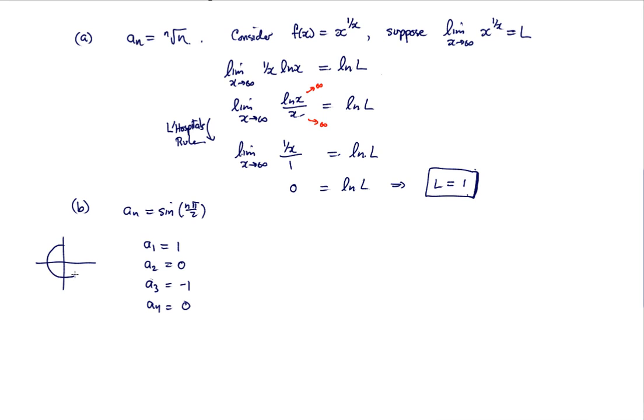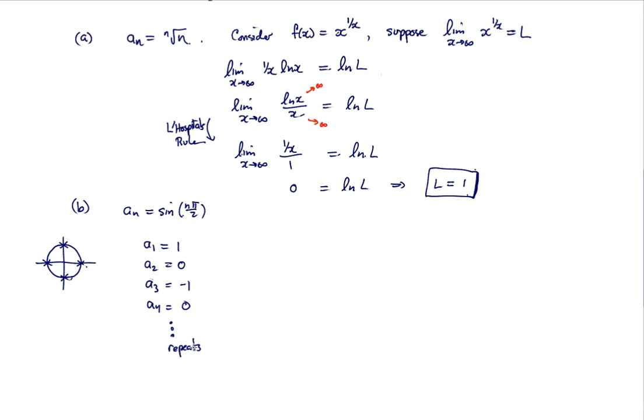I'm looking at the unit circle here, and these angles, these multiples of pi by 2, are really just picking off these points on the unit circle. And so the terms of our sequence are just going to be the y values. So we go 1, 0, negative 1, 0, 1, 0, negative 1, 0. And so this thing repeats.